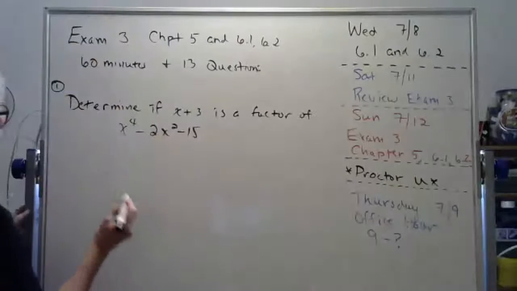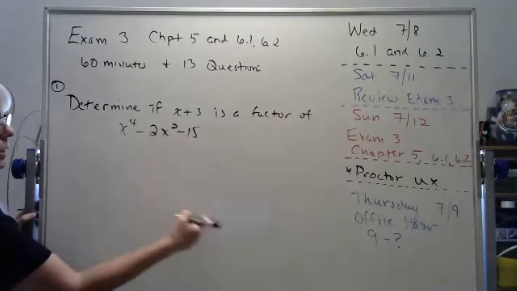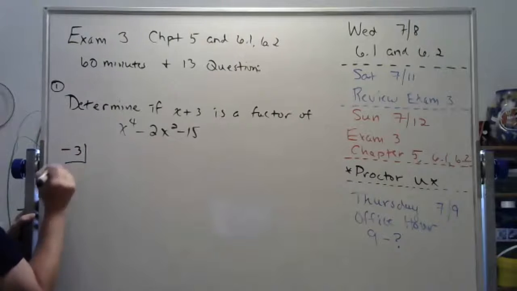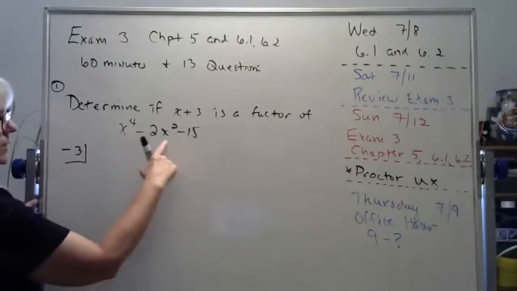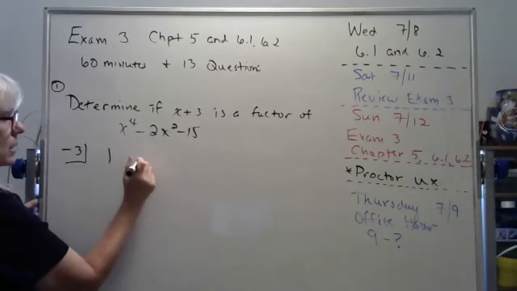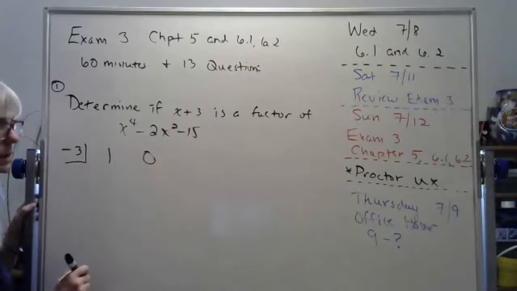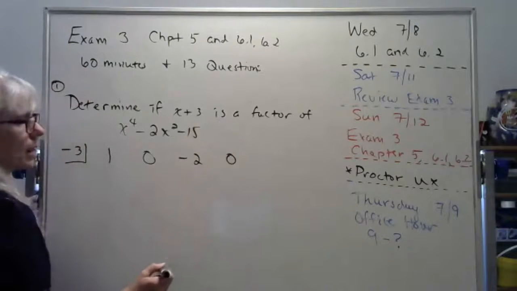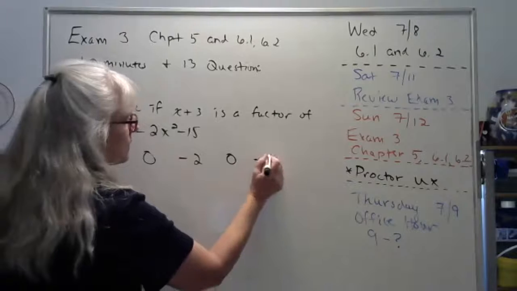So we're going to use synthetic division. And what we're looking for is a remainder of 0. So we're going to use -3 in the box. Then we'll pick up our coefficients. So I would have 1. There is no x cubed, so don't forget the 0. And we have -2. There's no x term, so I have a 0. And then I have -15.